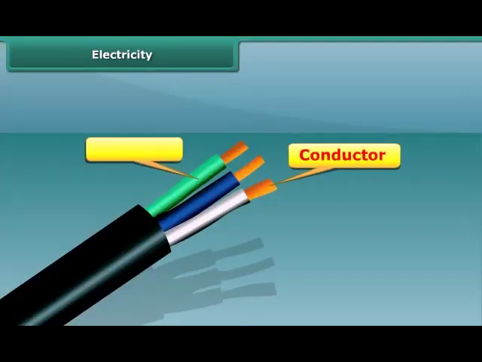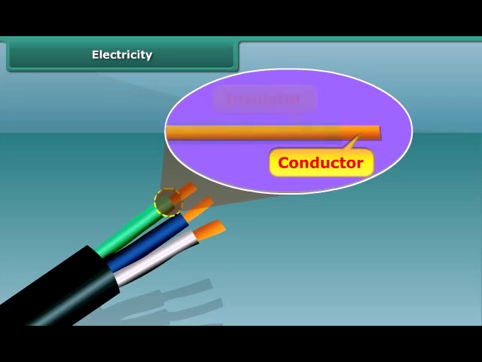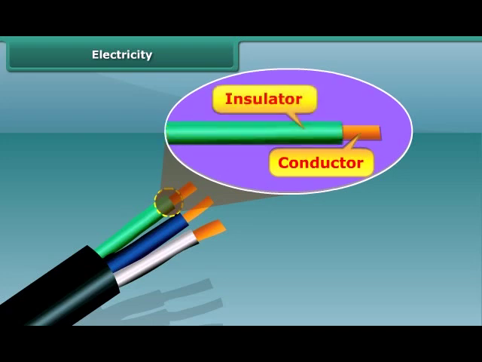Both conductors and insulators are important while using electricity. Conductors like copper or other metallic wires are used for electric supply, but at the same time, these metallic wires are coated by insulating materials like plastic or rubber for safety.